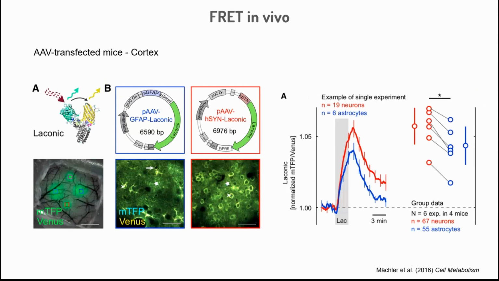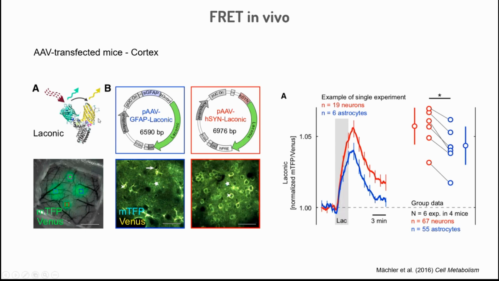Also being used, this is not from our lab, this is from a lab in Paris, is this probe. It's called the Laconic. It's a FRET probe. FRET is fluorescent resonant energy transfer. So it's a probe that, when it is bound to lactate, will change its fluorescent pattern.